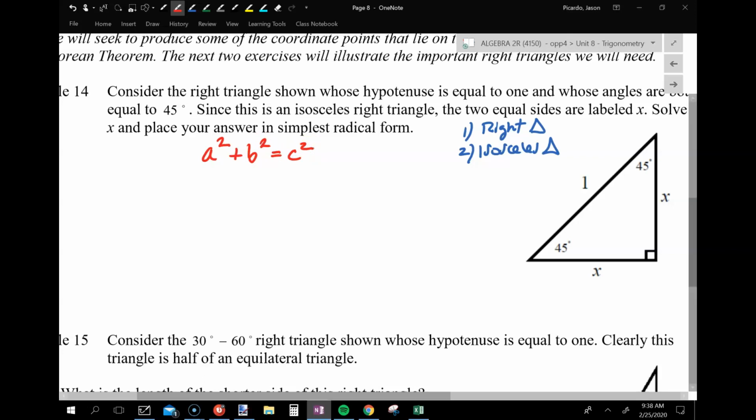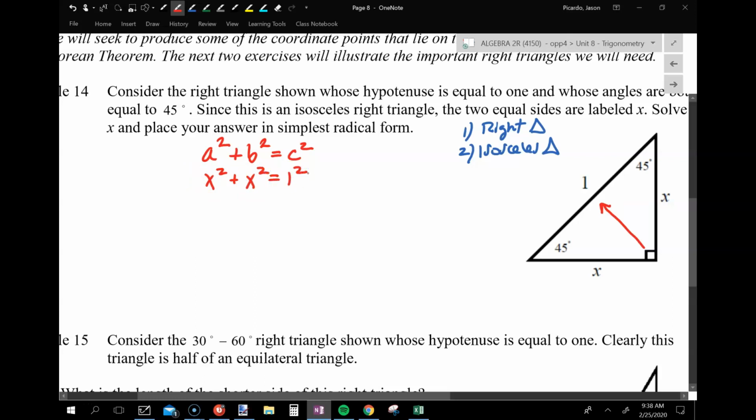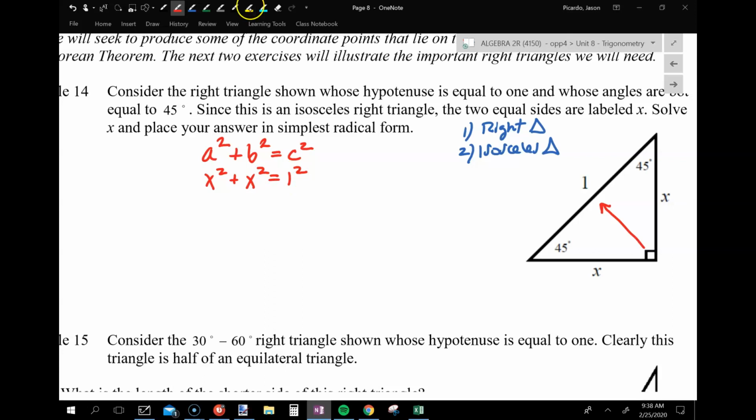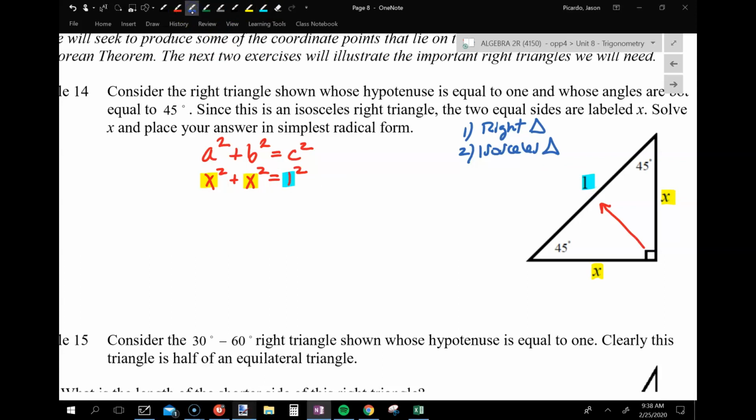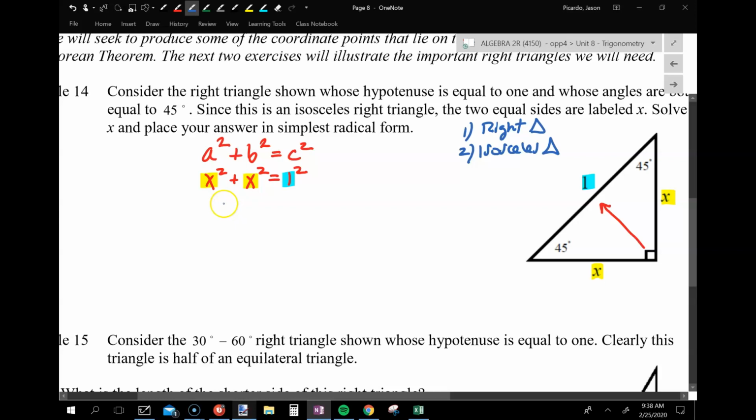Which of those has to be the letter C? The X, or the 1? Why is it the 1? Because the C always has to be the hypotenuse, right? It's always got to be the longest side. So I have x squared plus x squared equals 1 squared. So what did I do, guys? I took these two things and plugged them in, and I set it equal to the hypotenuse squared, right? What's x squared plus x squared? 2x squared. Absolutely it is.